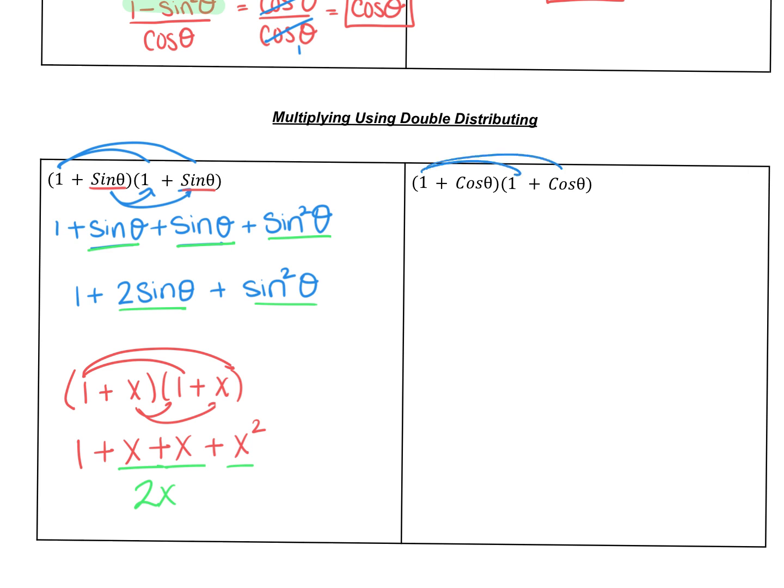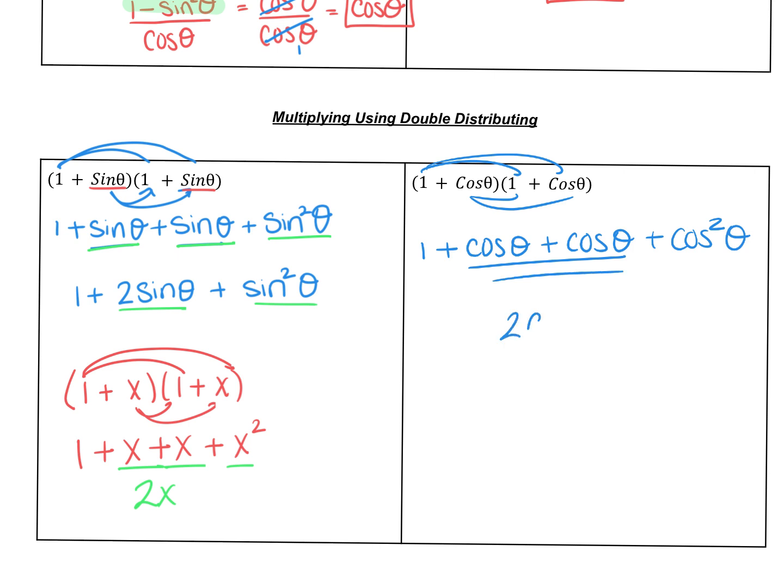Okay, so when you double distribute, you get 1 plus cos theta plus cos theta plus cosine squared theta. These two add together to be 2 cos theta. Bring down your cosine squared and your 1. Very similar to how we did this one.